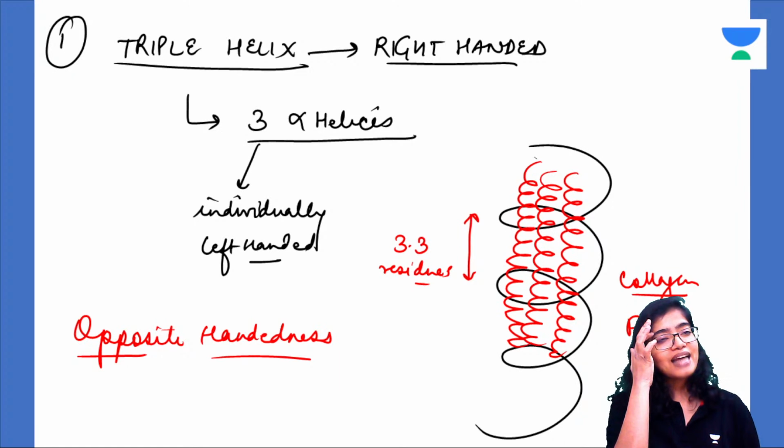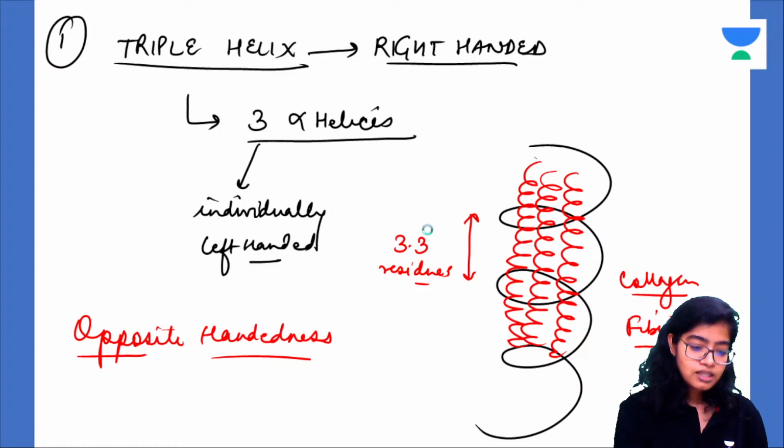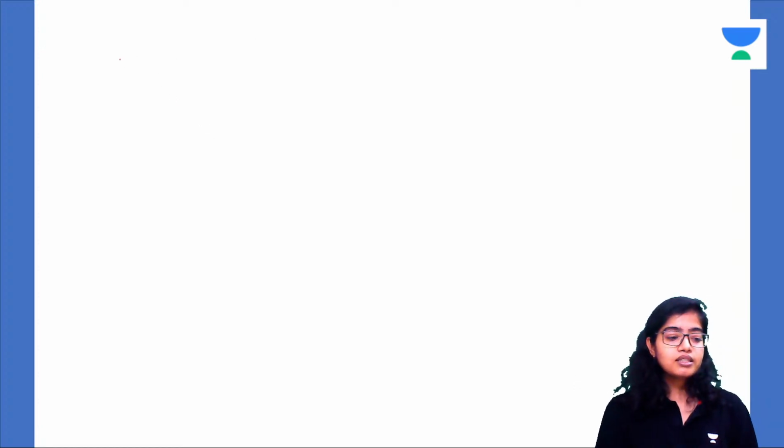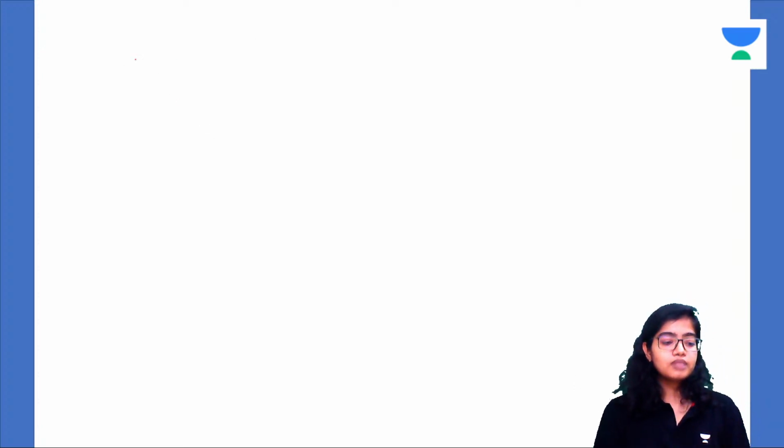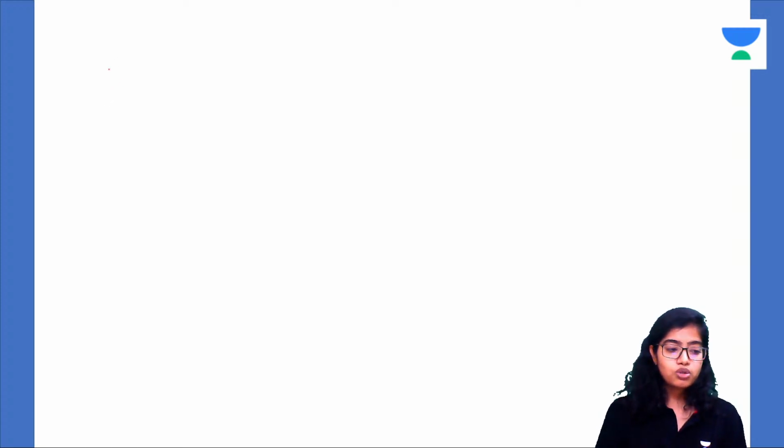Glycine, isn't it? What is glycine? It is non-essential, isn't it? Glycine is a non-essential amino acid. Now this glycine is present as every third residue in the collagen molecule. So what is the primary structure of collagen?